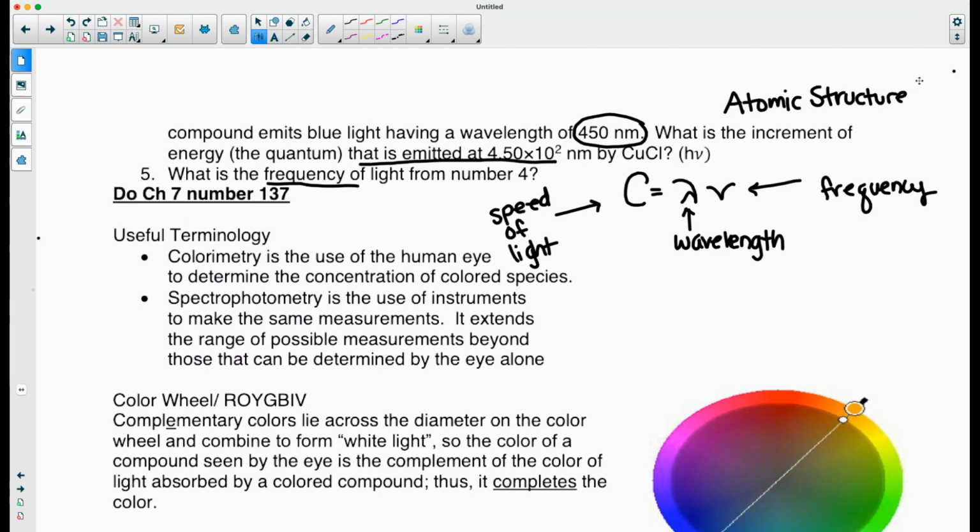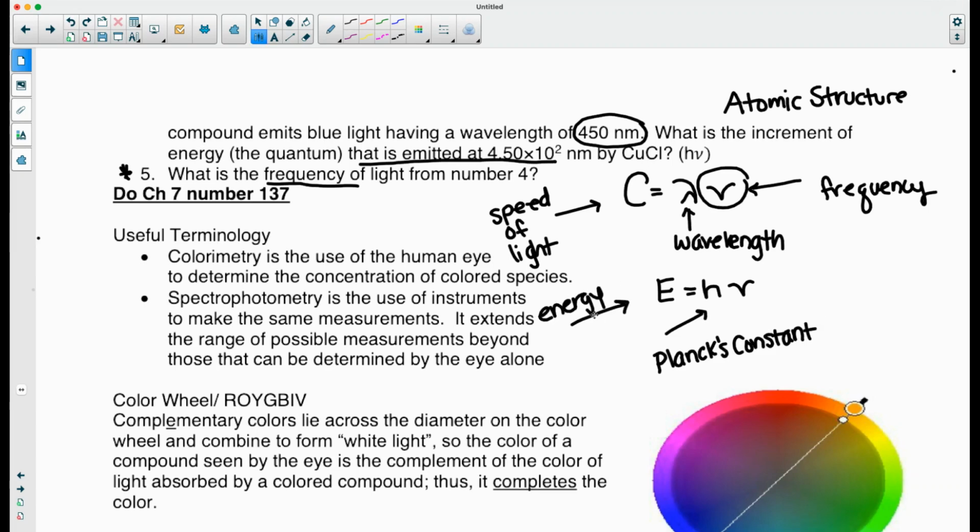And then after we have our frequency, which is actually the answer to number 5, then we are going to plug it into E equals h nu using Planck's constant to find the energy per photon. Okay, so we are taking our 450 nanometers to do all of this.